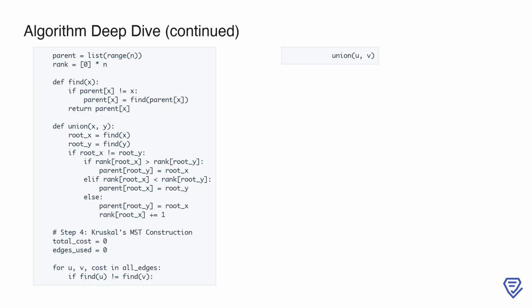If they are not connected, we add the edge to the spanning tree by performing a union operation, update the total cost by adding the edge's cost, and increment the edge count. This process ensures that we only add edges that contribute to connecting previously disconnected components.